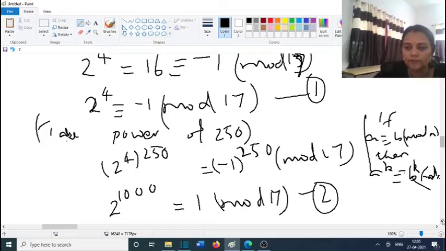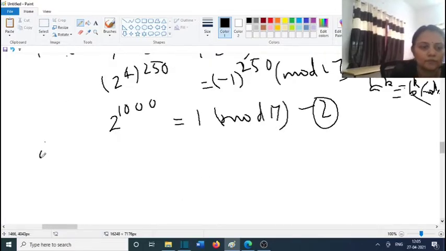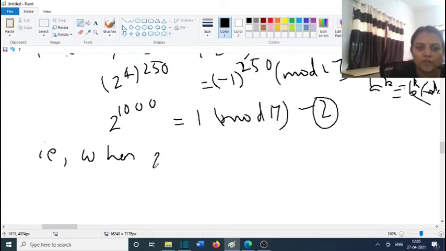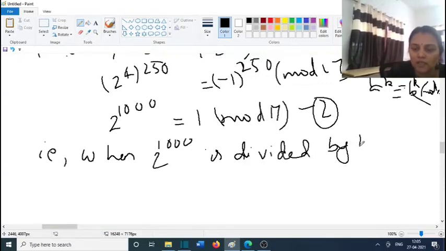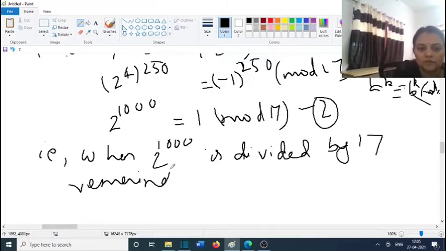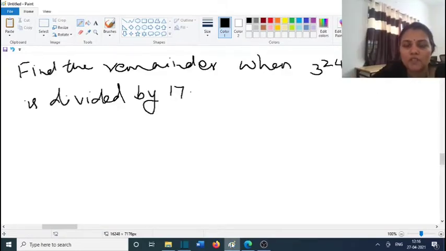That is, when 2 raised to 1000 is divided by 17, the remainder is 1. Next problem is to find the remainder when 3 raised to 247 is divided by 17.